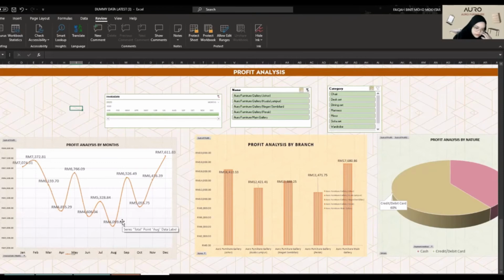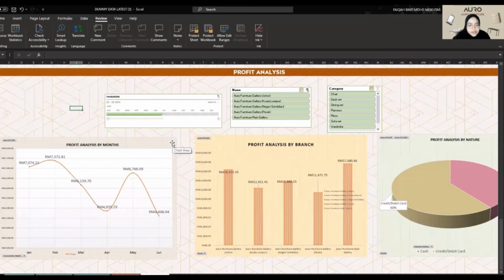We can also choose to see the profit for a certain period of time. For example, if we want to see the profit for half of the year, which is from January to June, we can quickly click the months on the slicer and the chart will show what we wanted.